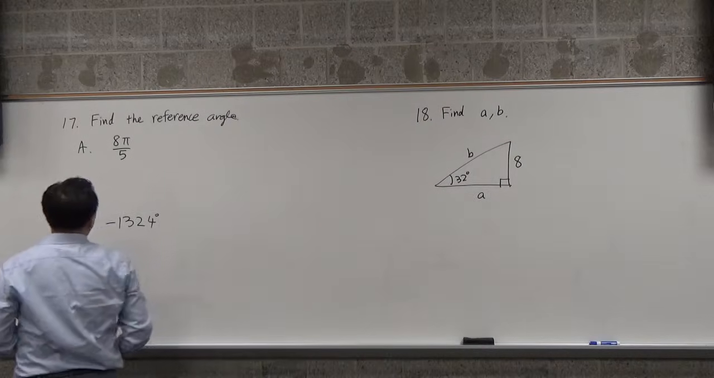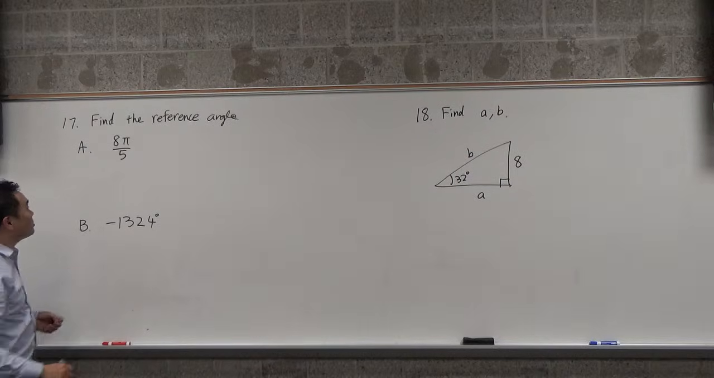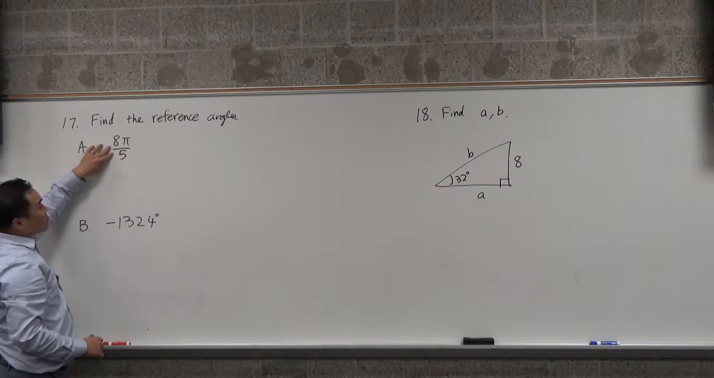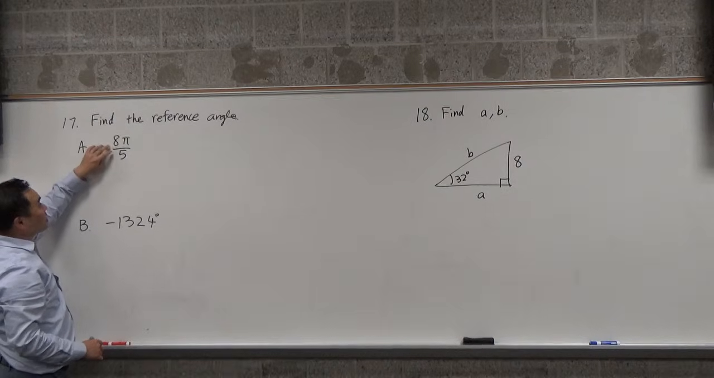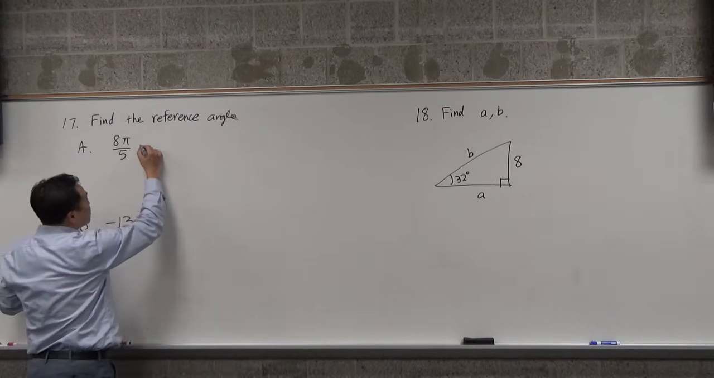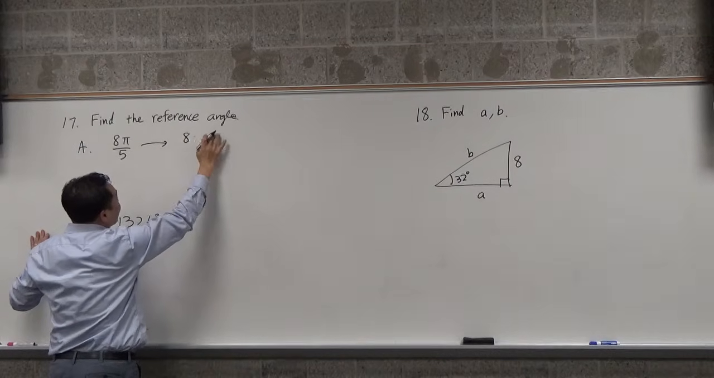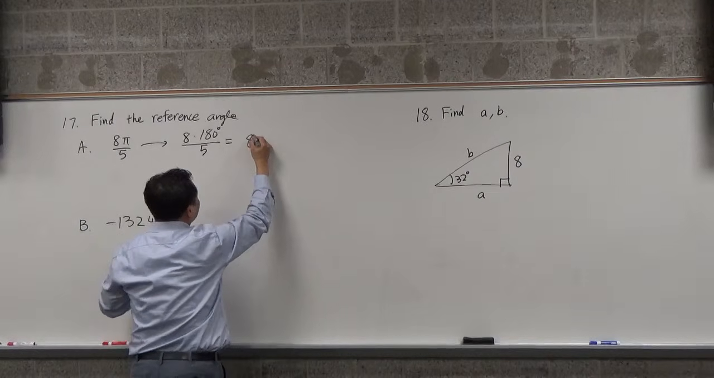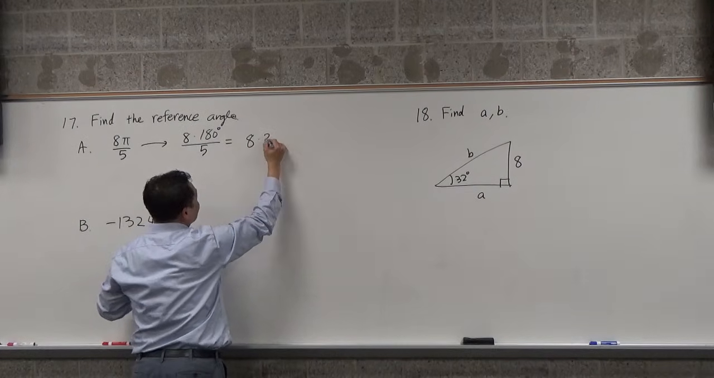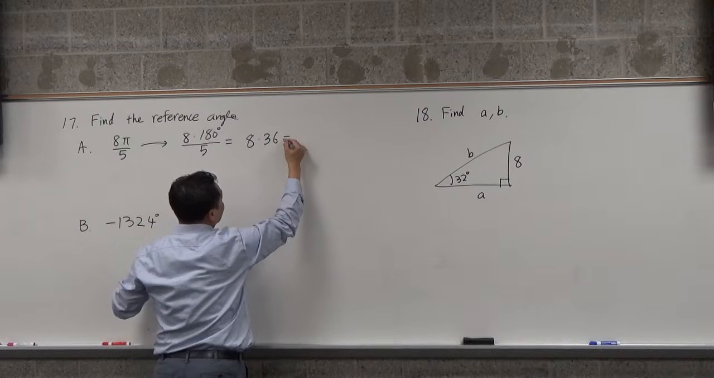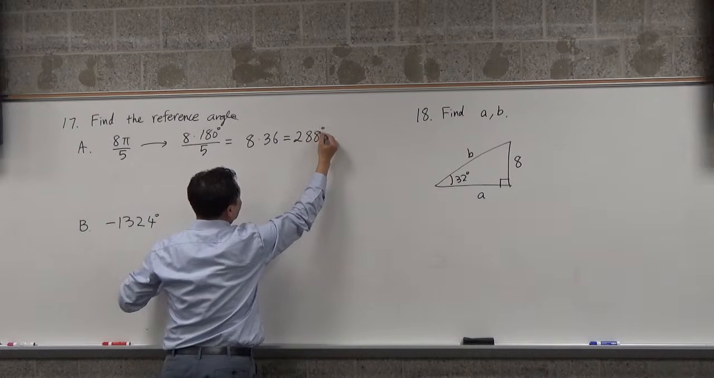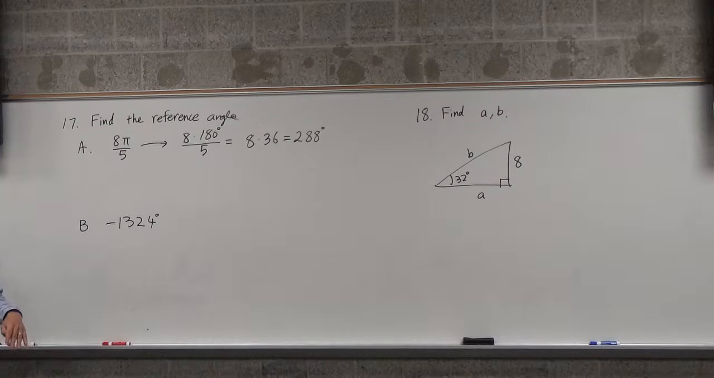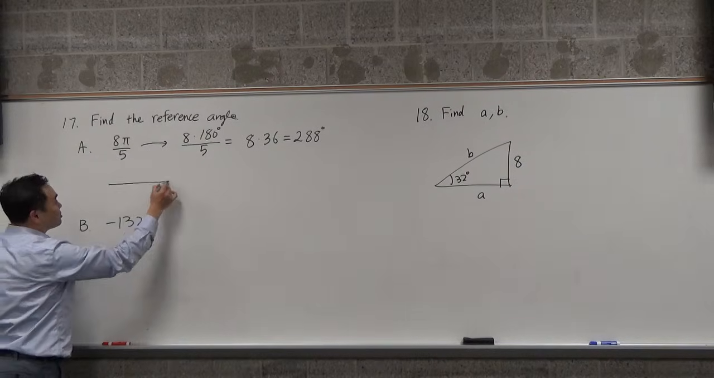Okay, so let's try to find the reference angle. Since radian is a little hard to visualize, let's try to change this into degrees. So in terms of degrees, pi is 180 degrees, right? And you divide this by 5, you get 36, and 36 times 8 is 288 degrees. Now that's easier for us to know because 288 degrees is more than 270 degrees, and it's less than 360 degrees, right? So it's like this.